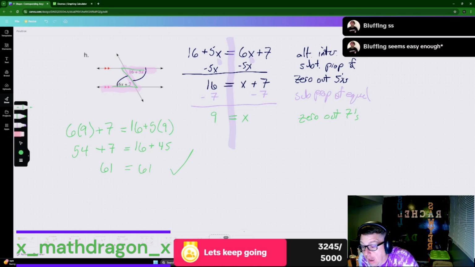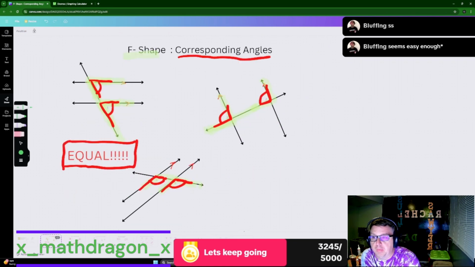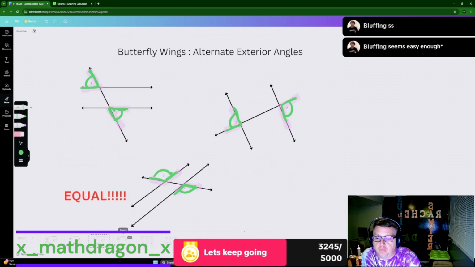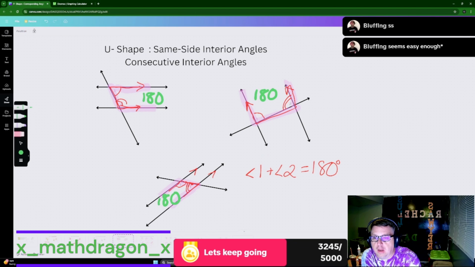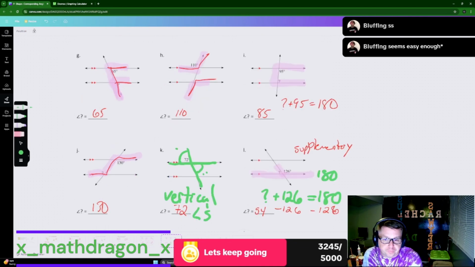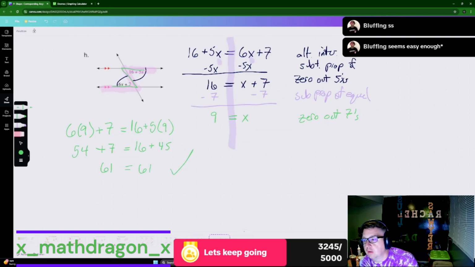Good. Once again, your biggest thing is going to be the 4 different shapes. Making sure that you can see the F, you can see the Z, you can see the butterfly wings or the U shape, and know if you see a U shape, add them together and set them equal to 180. So seeing all these different shapes based on the information they give you, and then solving it out. These are going to be the most complex problems that you're going to see. But that's what we're going to go over tomorrow.